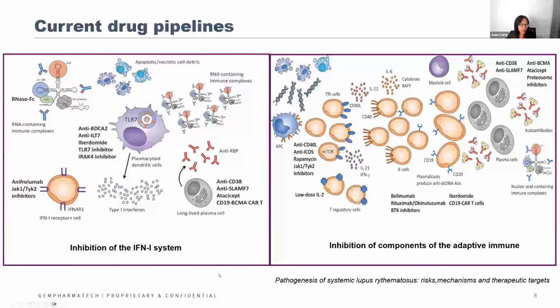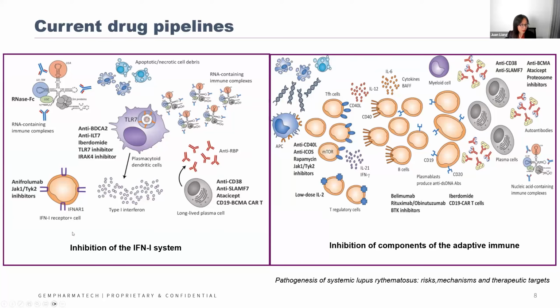The current drug pipelines work on the inhibition of type 1 interferon systems and also on the inhibition of components of the adaptive immune systems. For inhibition of the type 1 interferon systems, the drugs could be designed to block the function of PDC through anti-PDCA2 antibodies. PDCA2 is a marker of PDC. The drugs could also be designed to block the toll-like receptor 7 signaling pathway, reducing the release of type 1 interferon.